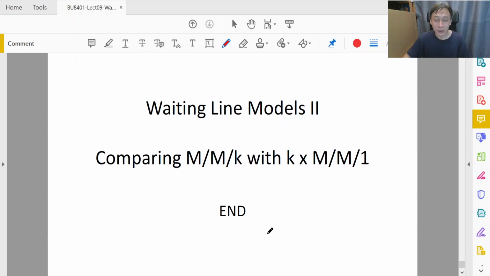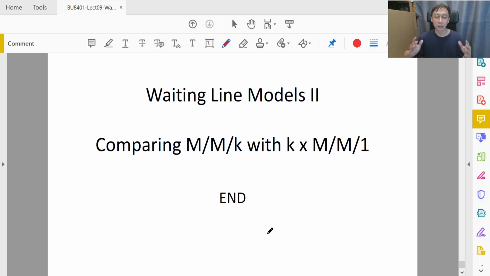So that ends our discussion and illustration of comparing the configurations of K servers in either MMK or K times MM1. And the takeaway message is always go with MMK systems.